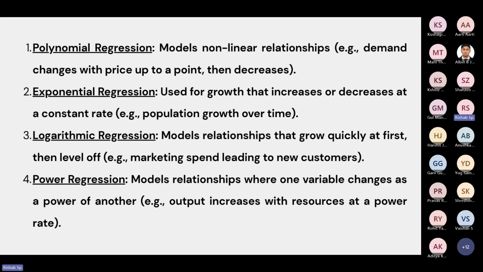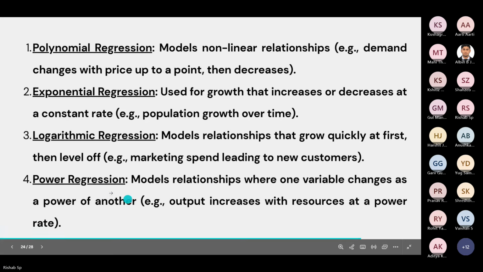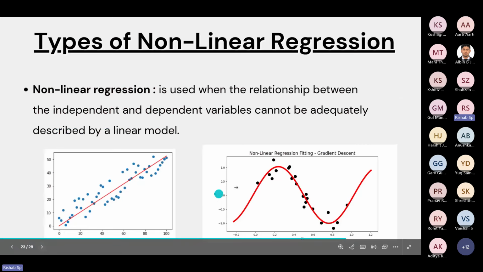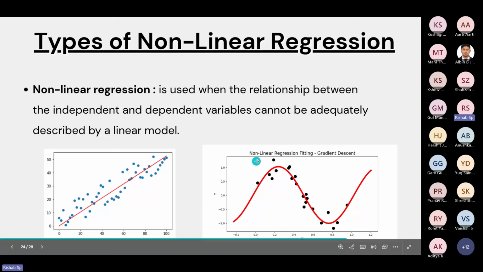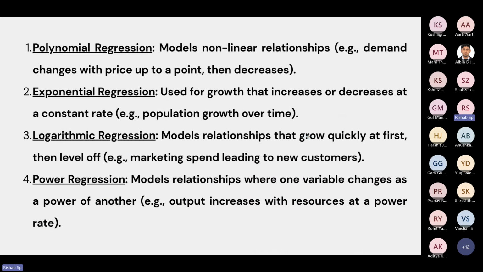Power regression models a relationship where one variable changes as a power of another. Output increases with resources at a power rate. These are basically theory. We have nonlinear regression, which can be used to find complex or non-linear relations. We have 4 types which are mentioned in the module.